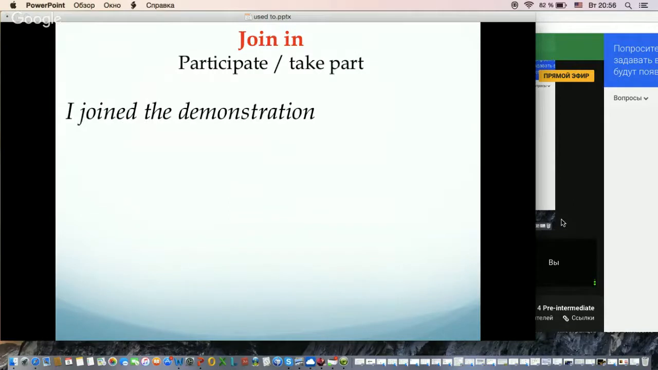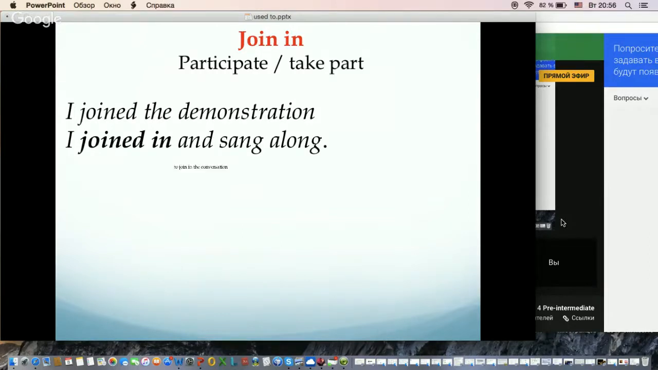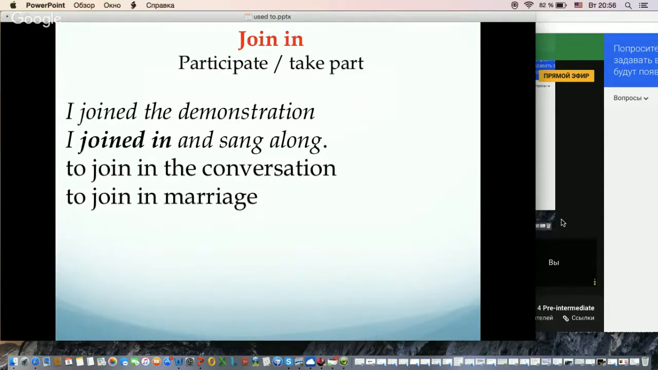I joined the demonstration. Я присоединился к демонстрации. I joined in and sang along. Я присоединился и пел с ними вместе. To join in the conversation. Присоединиться к разговору, вступить в разговор. To join in marriage. То есть вступить в брак.